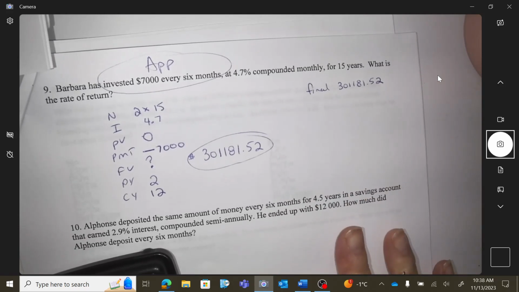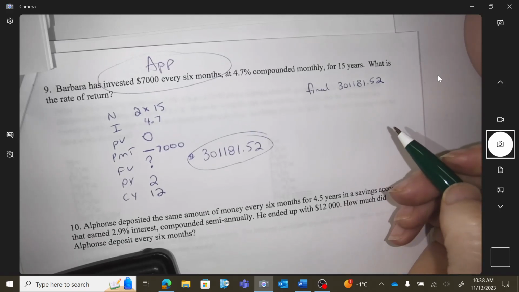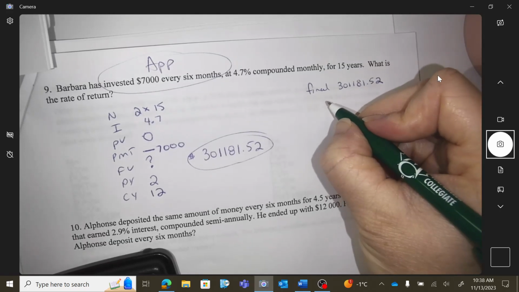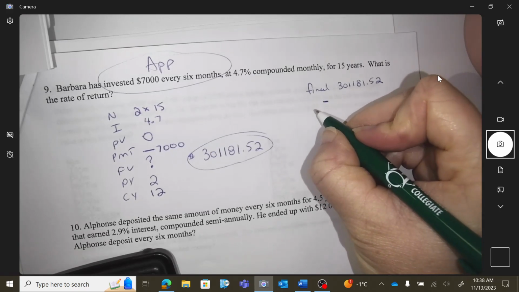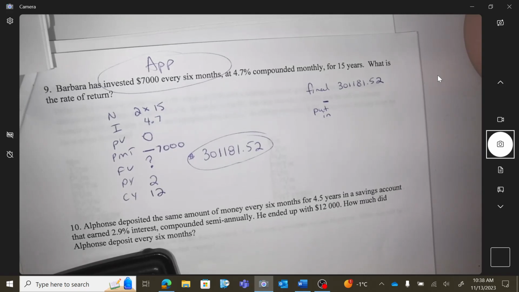Okay, so this number is how much money I have at the end. What's the rate of return? This is not the answer to that. I need to figure out how much money I made. That's our goal, right? We've got to figure out how much money I made. But first of all, we would have to subtract what we put in. How much money have we put in?